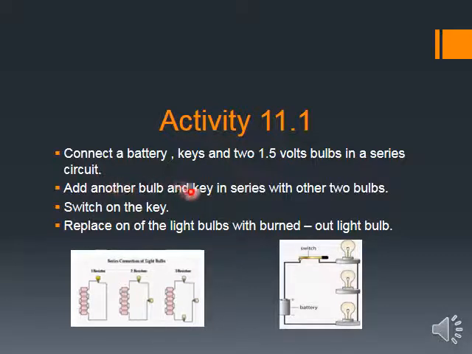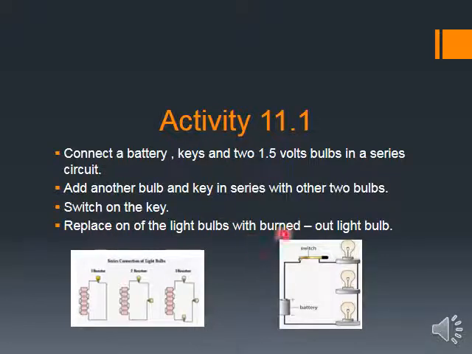Add another bulb and key in series with the other two bulbs. Here we connect three light bulbs. First we connected two and then three. After connecting three light bulbs, switch on the key. In the second step, we have added one bulb in this series circuit and three light bulbs are now present.